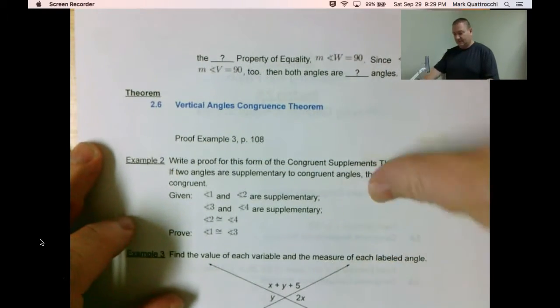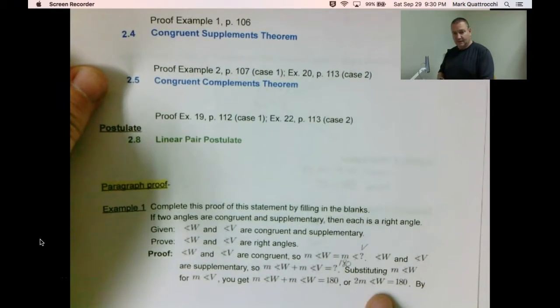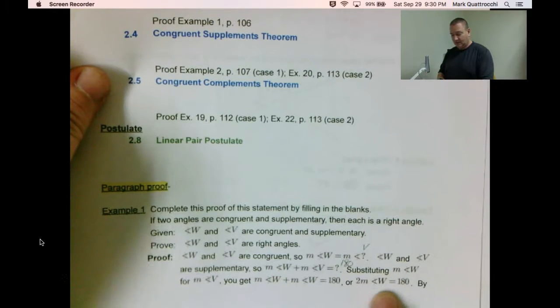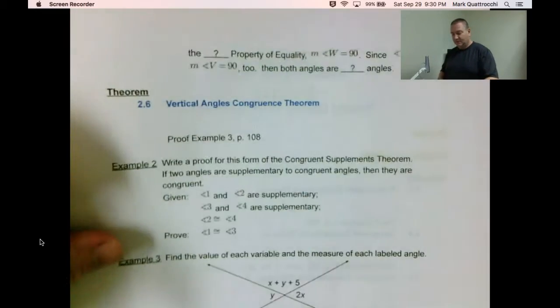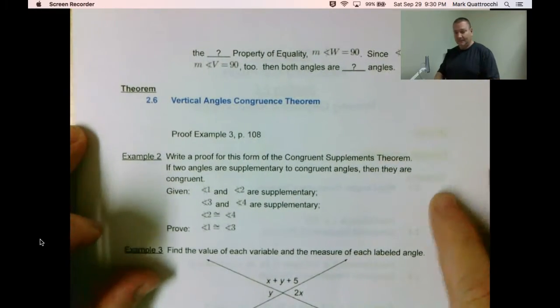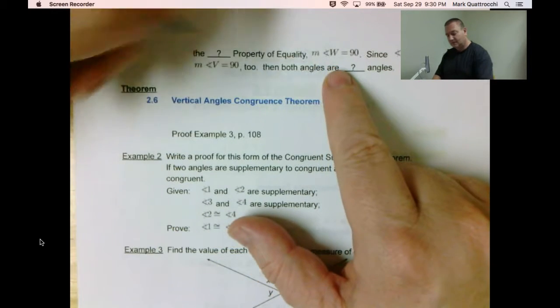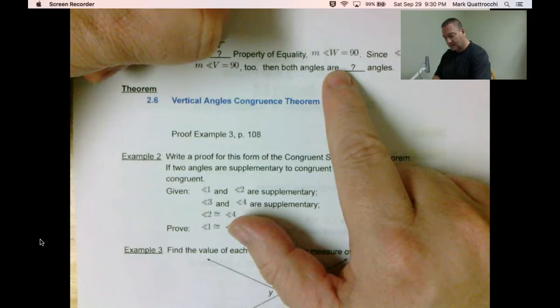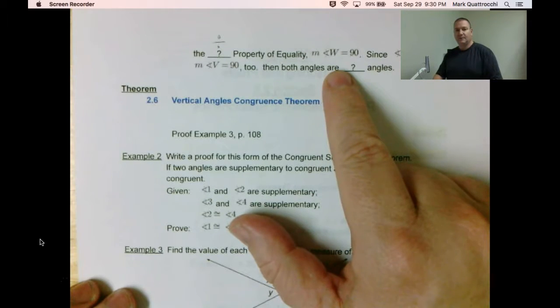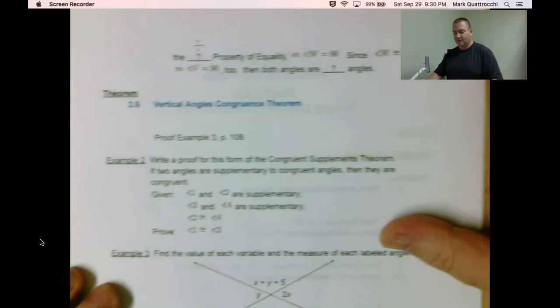Now, sorry, a little bit too quick. When I go from this statement, what can I do to this? Well, I can take 2 and divide it on both sides, and I'm going to have the measure of angle W equals 90 right here. But how did I do that? Well, the division property allows me to divide equal things on both sides of the equation.